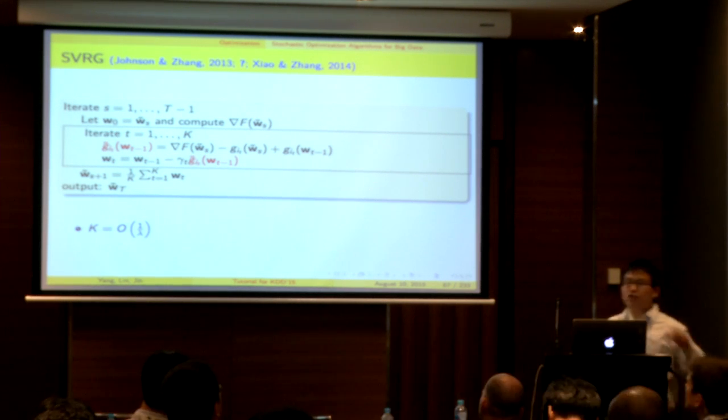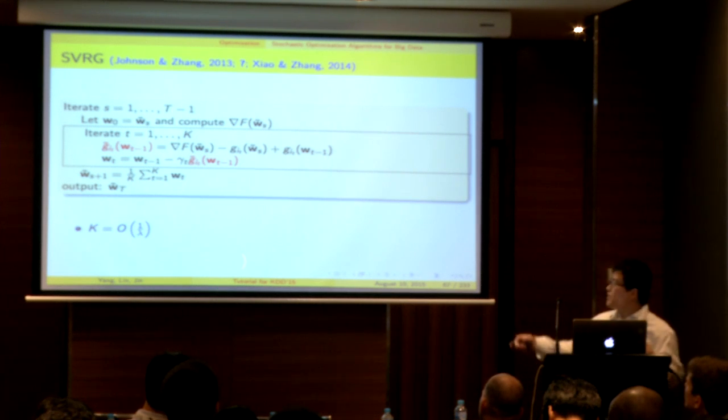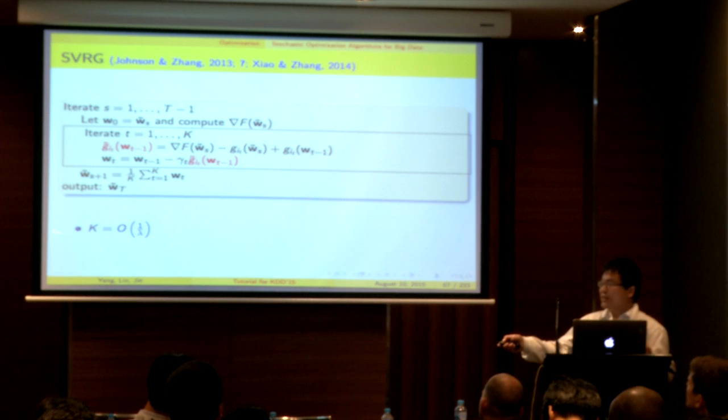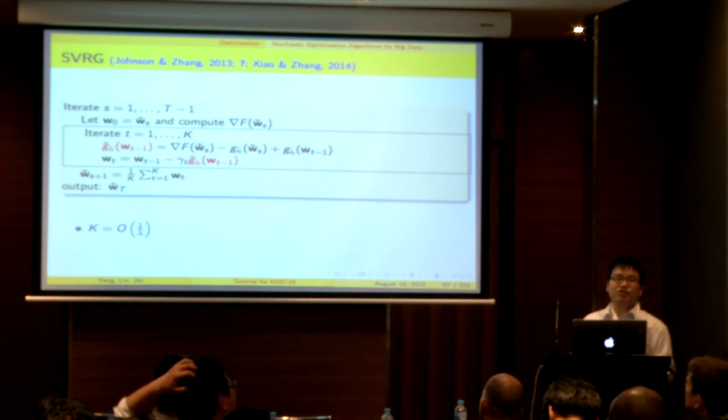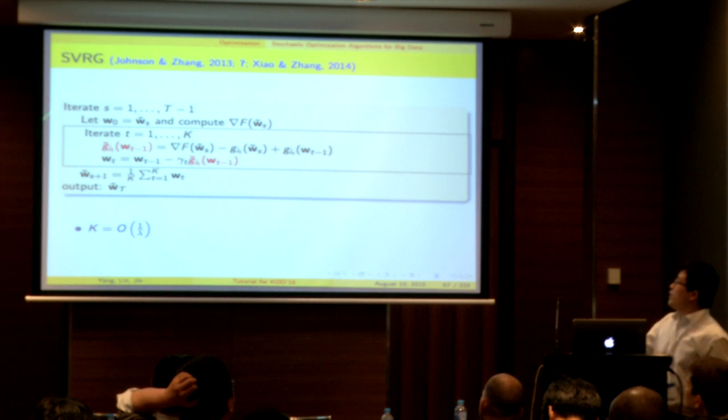K is usually chosen as 1 over lambda. And you can see there's a lambda. If lambda is 0, you cannot even define k. That's one of the reasons you cannot use SVRG when you don't have a regularization term. Okay, so here will be the results.